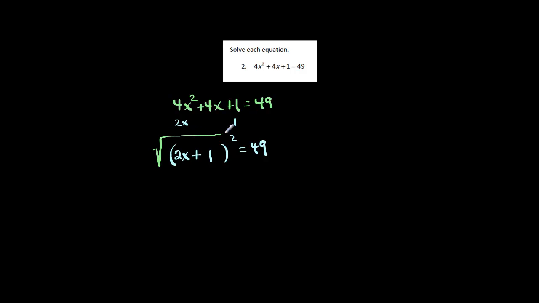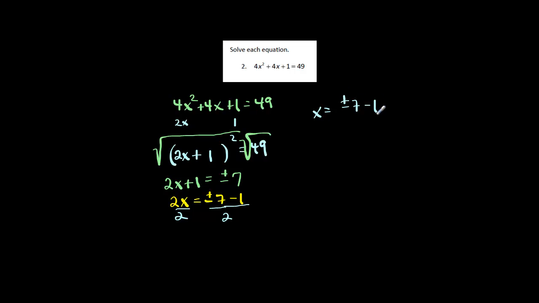So now I'm going to take the square root of both sides. So I have 2x plus 1 equals positive or negative square root of 49, which is 7. So I'm going to subtract 1, and then I'm going to divide by 2. So x equals positive or negative 7 minus 1, divided by 2.